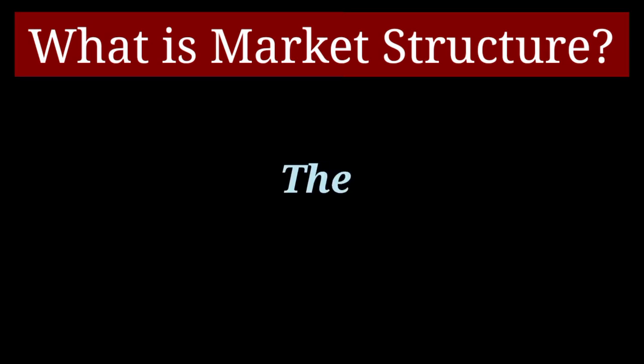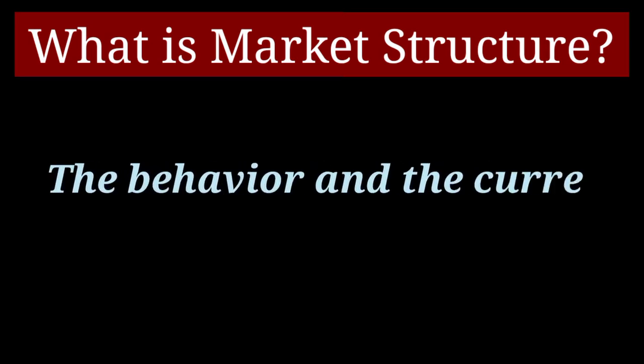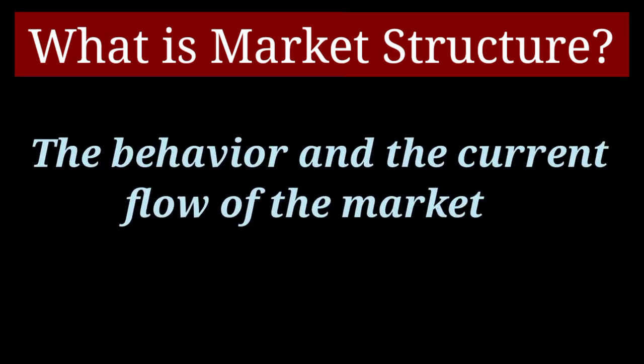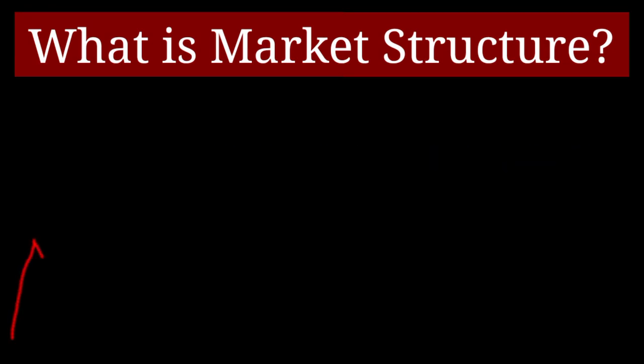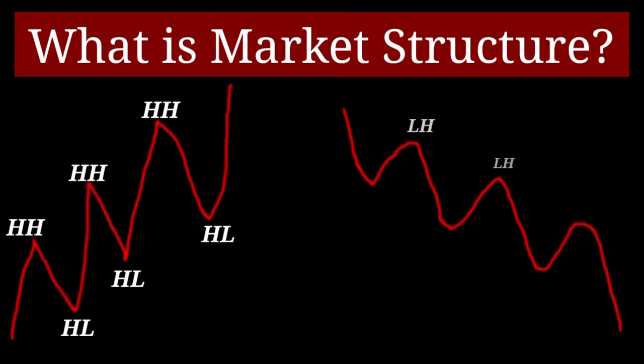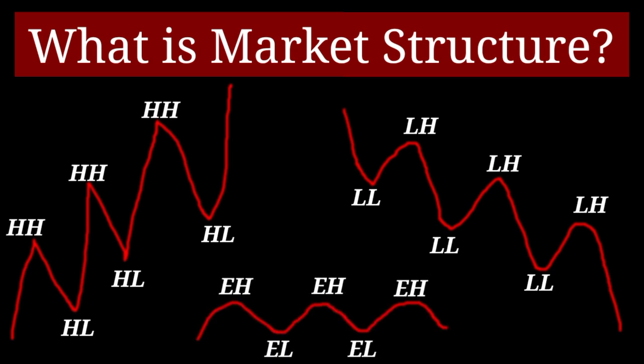A market structure is the behavior and the current flow of the market. So when you observe the market, you see things like higher highs and higher lows, or the market is making lower highs and lower lows, or maybe the market is making equal highs and equal lows. That is just telling you the behavior of the market. It's telling you the flow in the market presently.